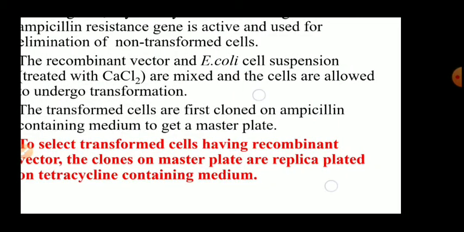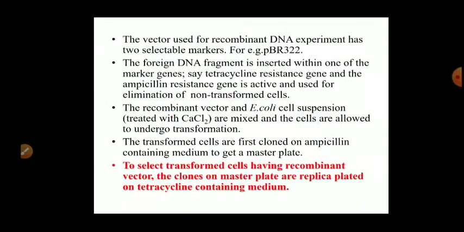To select the transformed cells having recombinant vector, the clones on master plate are replica plated on tetracycline containing medium. Once you have plated it on tetracycline containing medium, we go for the next one, that is identification of transformed cell.